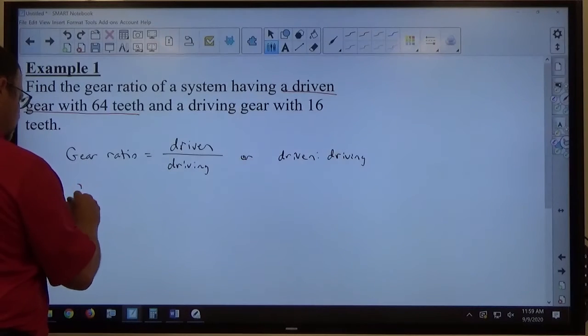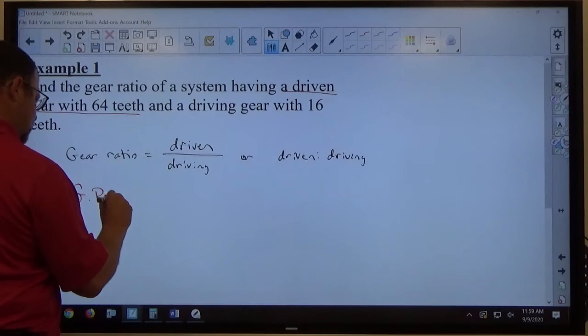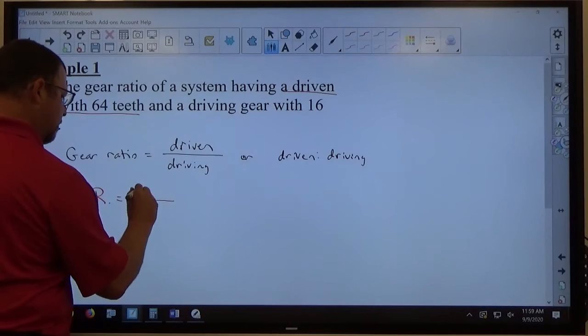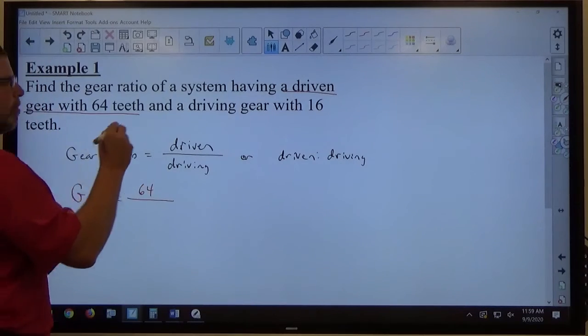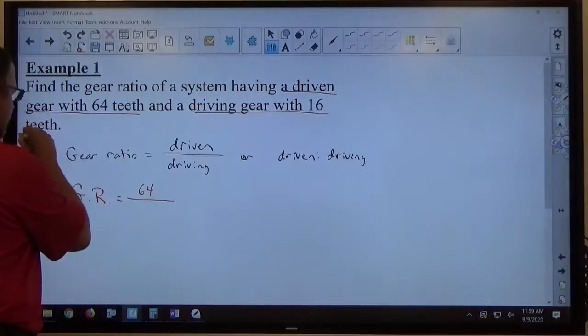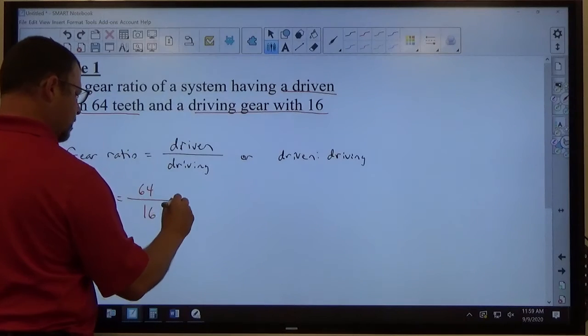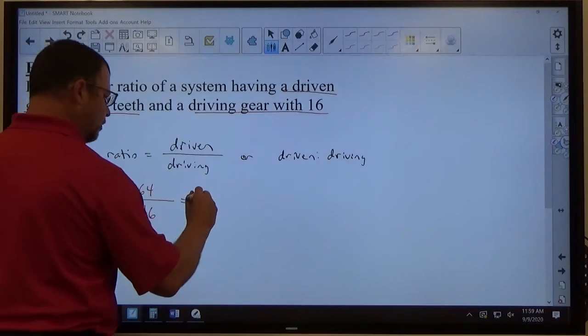Okay, so our gear ratio here, if I put driven on top, and a driving gear with 16 teeth, that put down on the bottom, that reduces to 4/1.